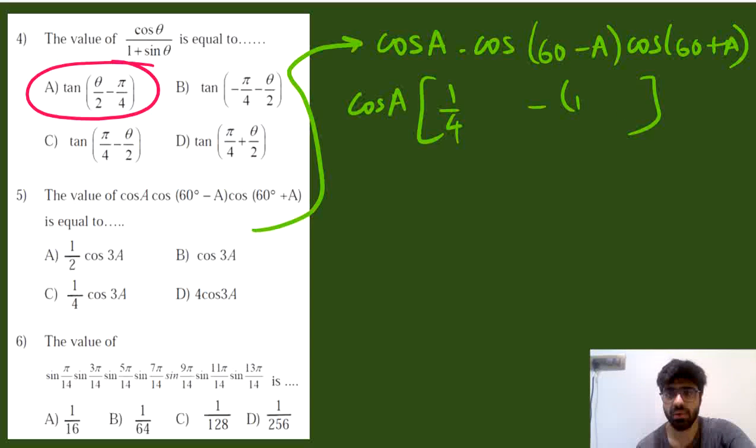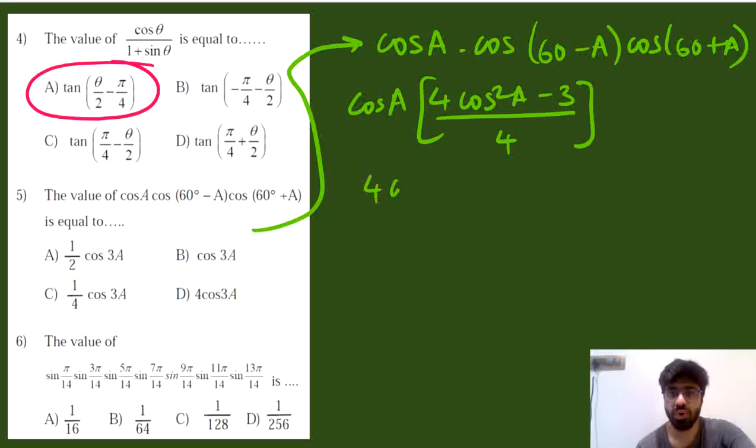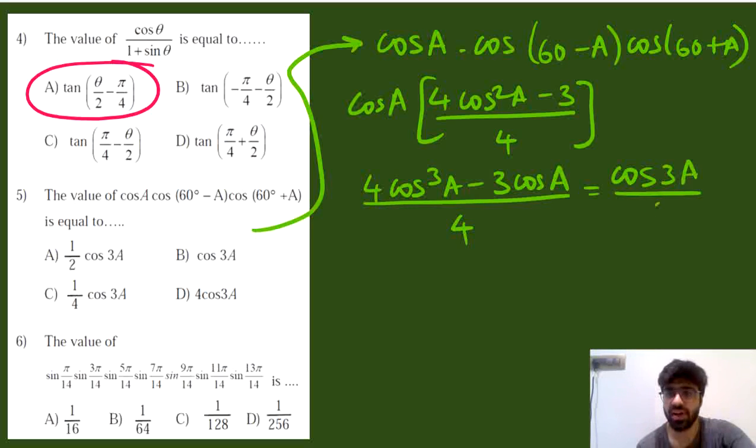Let's write sin square A as 1 minus cos square A. If I open the bracket, it would be minus 1 plus cos square A. 1 by 4 minus 1 would be minus 3 by 4. So we have cos square A minus 3 by 4. Club the two terms and you will have (4 cos square A minus 3) the whole divided by 4. Take that cos A inside the bracket. So you have (4 cos cube A minus 3 cos A) the whole divided by 4. But the numerator is the expansion of cos 3A. So we have cos 3A divided by 4, giving us option C as the right answer.